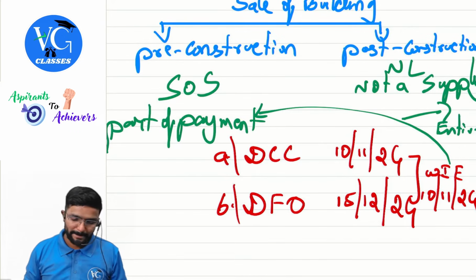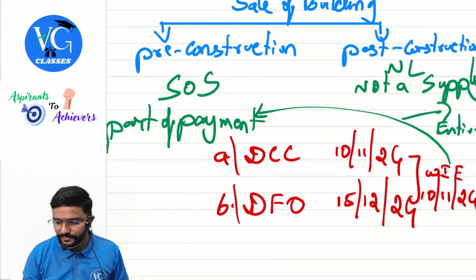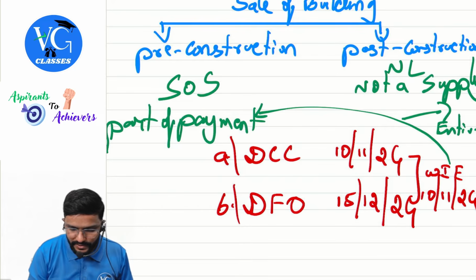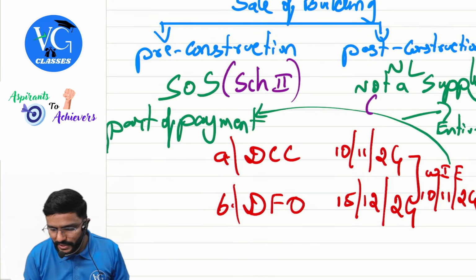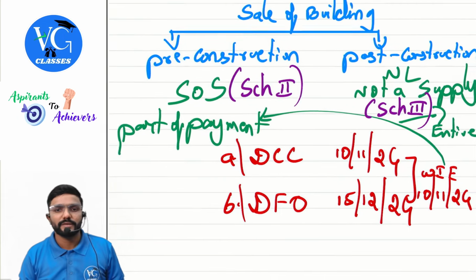Yes, sir. Where is this covered? Sir, schedule 2. Where is this covered? Schedule 3. Not a supply. Got it?